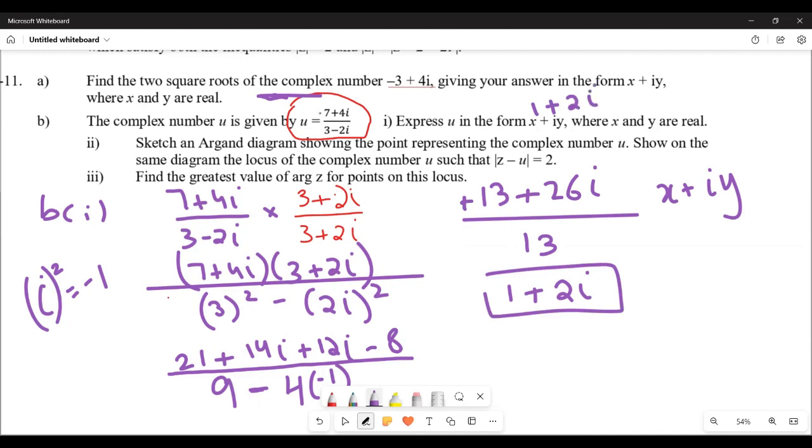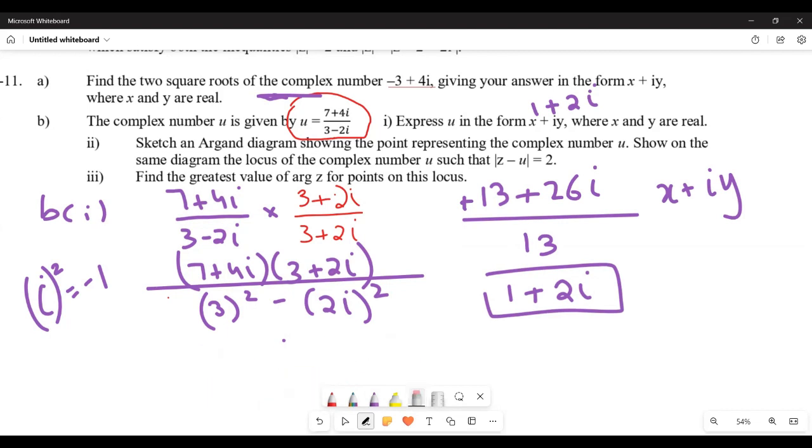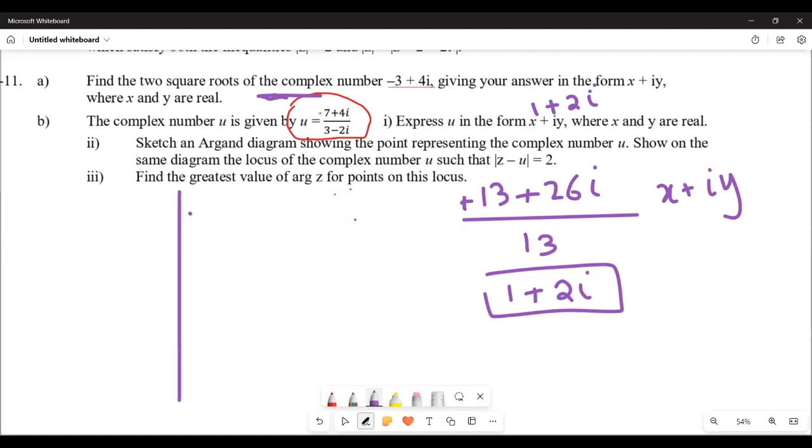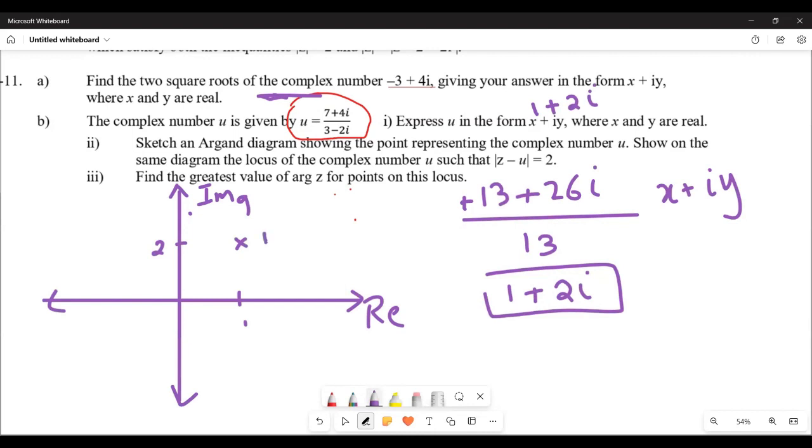Okay. Next part is sketch an Argand diagram showing the point representing the complex number u. So now we need to sketch u, which is 1 plus 2 iota, on an Argand diagram. So you basically have to plot the point (1, 2) on a complex plane. You write imaginary here and real here. The real part is 1, the imaginary part is 2. So here is u.